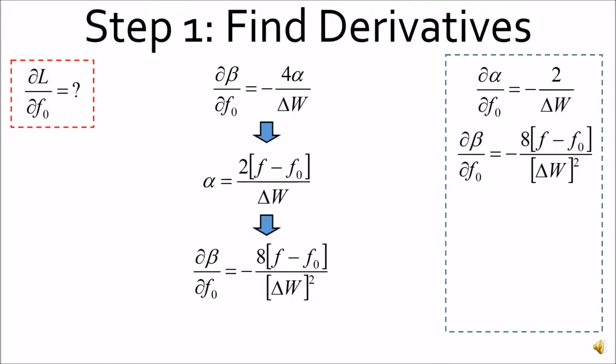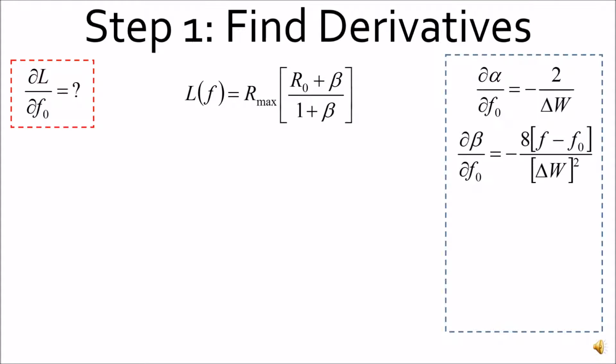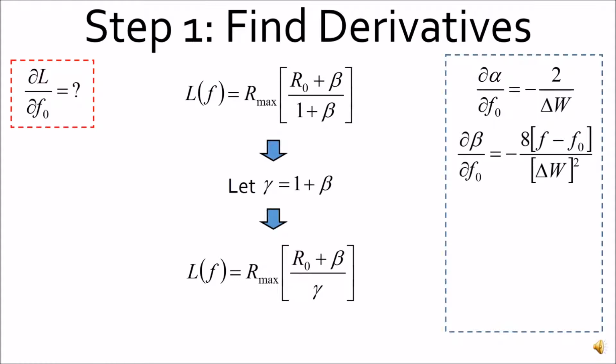There we go. Okay, so let's go back to the Lorentzian, and once again we'll try and parameterize it to make it slightly easier. Let's just do this. Let gamma equal 1 plus beta. And then we find our Lorentzian is getting slightly more simple.